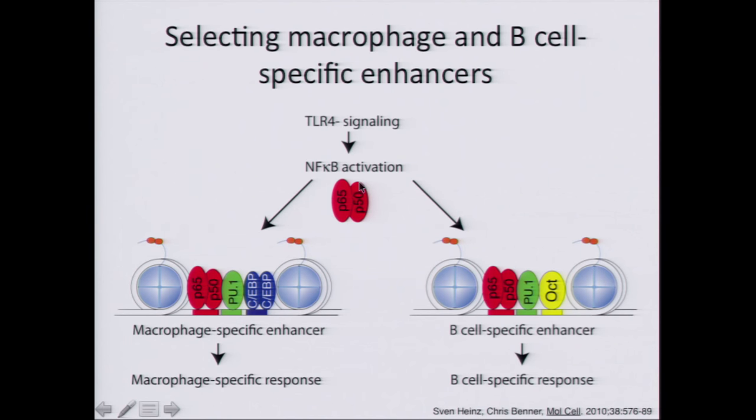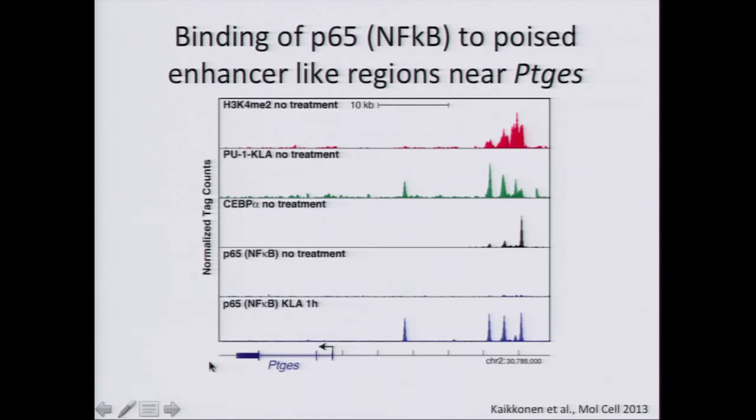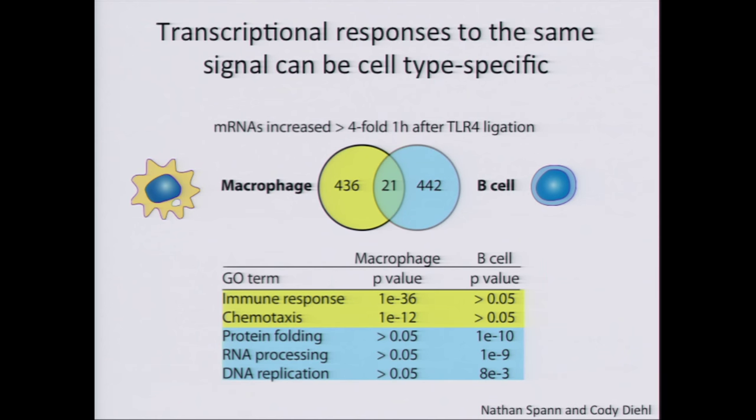And so what this meant was that the lineage determining factors that set up open regions of chromatin were basically instructing the signal-dependent factor where to go upon activation. And this, of course, then determined the downstream target genes that would become activated. So we think that this is a major explanation for what I showed you at the beginning, which is why macrophages and B cells responding to the same signal have such a dramatic difference in their transcriptional output.